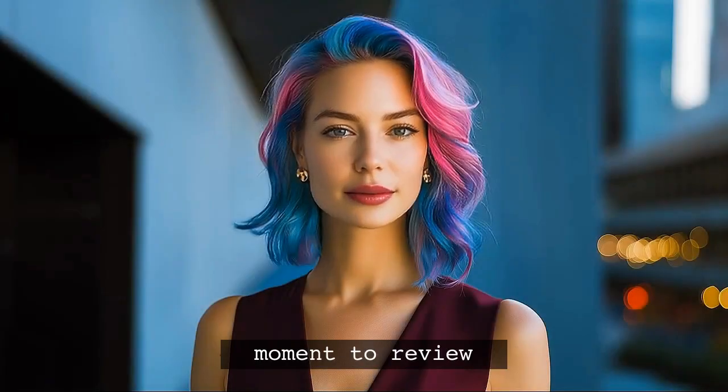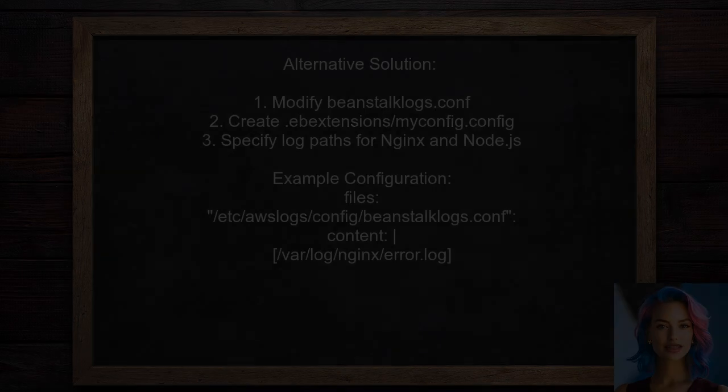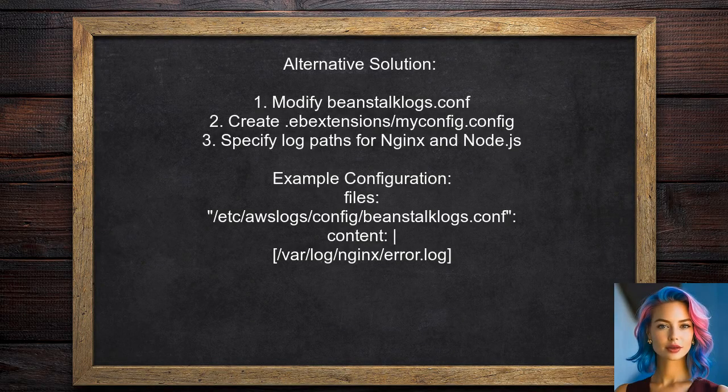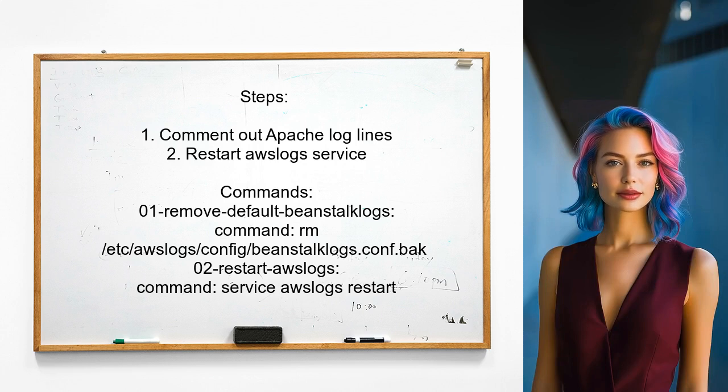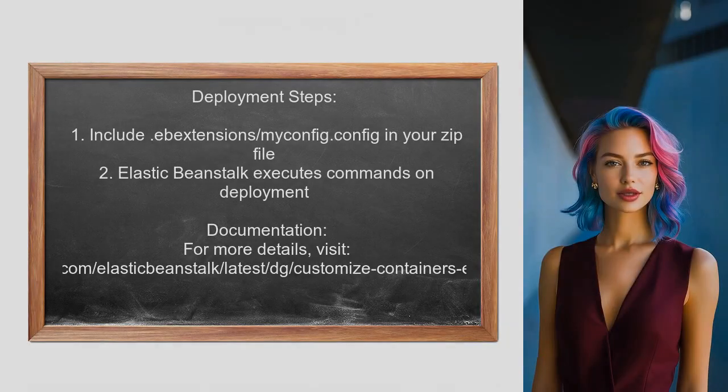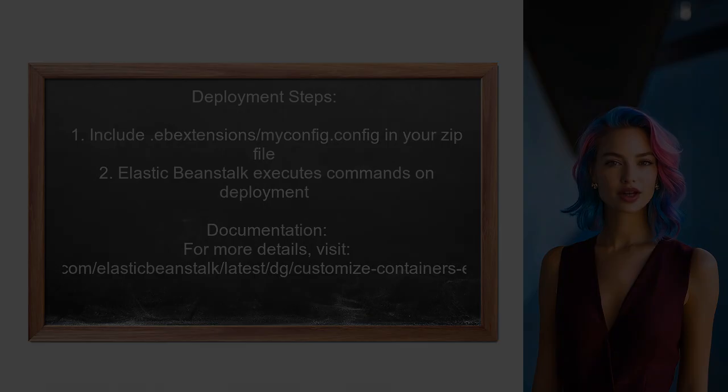Let's take a moment to review another user's answer. An alternative solution to the CloudWatch logging issue involves modifying the beanstalklogs.conf file. You can create a configuration file in the .ebextensions directory to specify the correct log paths for Nginx and Node.js. In this configuration, comment out the lines for Apache logs to prevent CloudWatch from looking for them. After making these changes, restart the AWS Logs service to apply the new configuration. Finally, include the .ebextensions myconfig.config file in your application zip file. This ensures Elastic Beanstalk executes the commands during deployment.